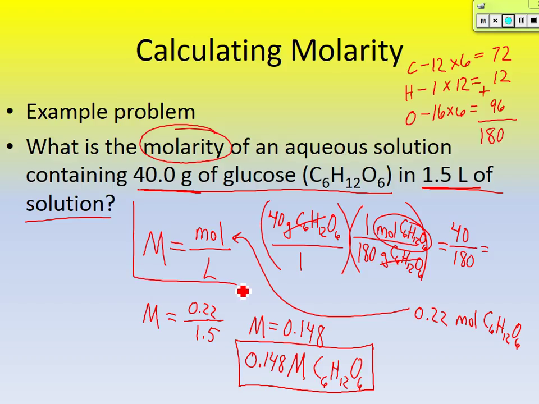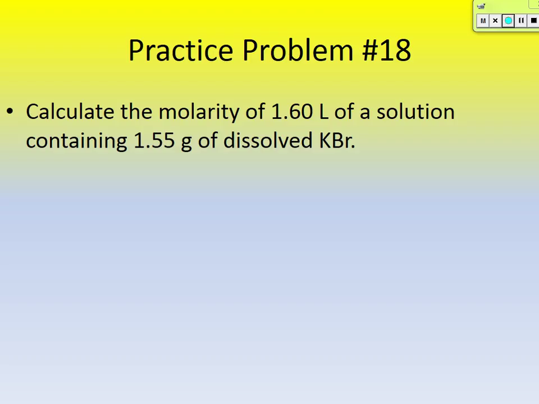So just remember, start all of these problems with this formula. Molarity is equal to moles divided by liters. Okay, let's see if you got this. Practice problem number 18. It says calculate the molarity of a 1.6 liter solution containing 1.55 grams of dissolved KBr. KBr is potassium bromide.